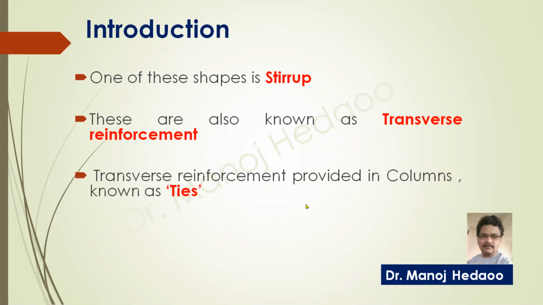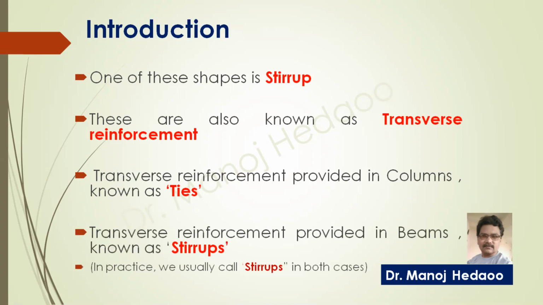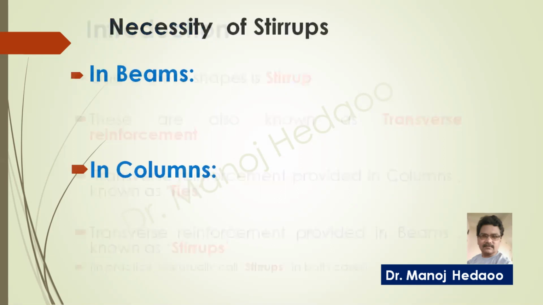Now transverse reinforcement provided in columns is known as ties. When they are used in beams, they are known as stirrups. In practice, we usually call them stirrups in both cases.